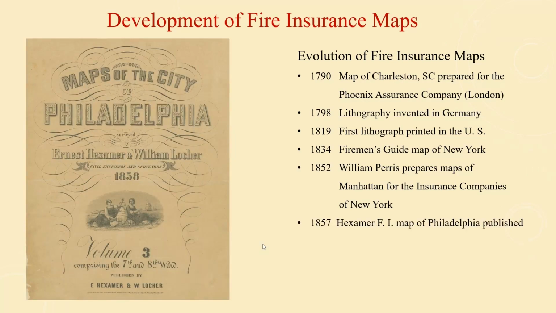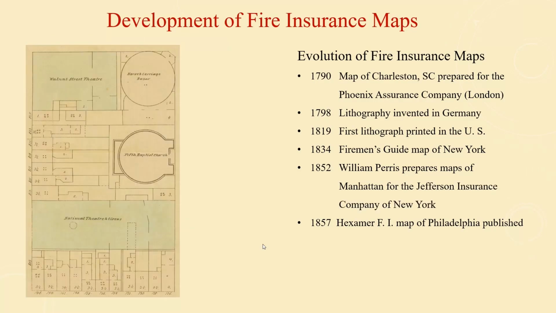1857, Ernest Hexamer made a map of Philadelphia. I know it says 1858 over there, but that was volume 3. Volume 1 was 1857. And the Hexamer map looked a lot like the Parris map. A little more information here. He shows the height, the number of stories of the buildings. So things are building up here.